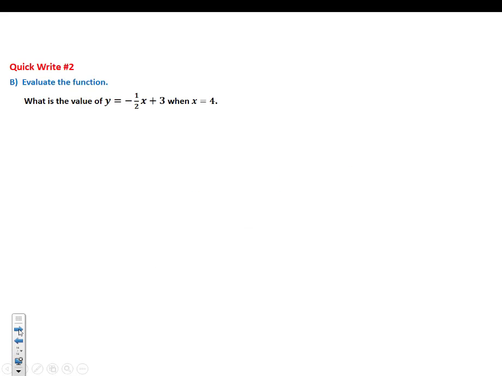Ladies and gentlemen, let's finish off with our quick write. Our last one, going to make it easy on you. Evaluating the function y equals negative 1/2 x plus 3 when x is 4. Go ahead and write that into your quick write.